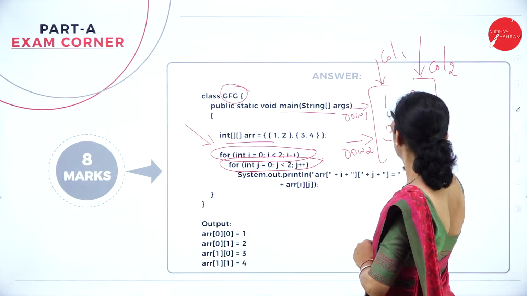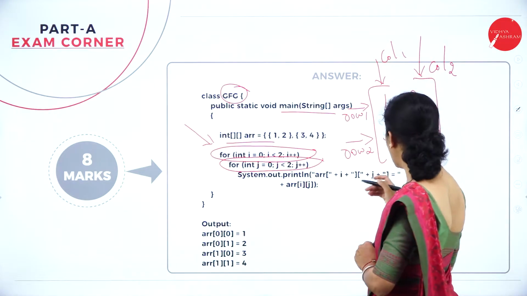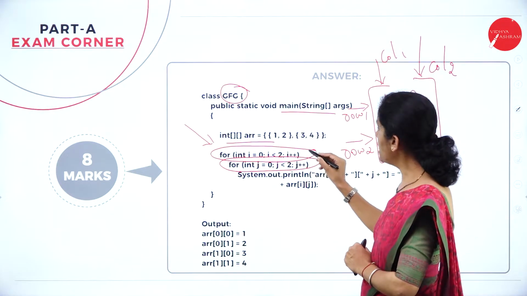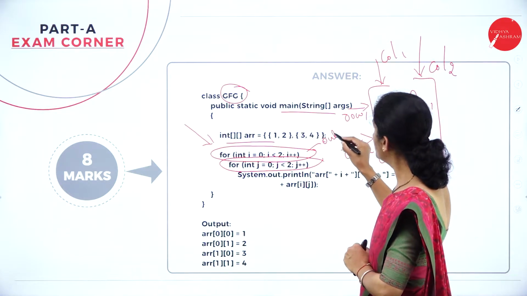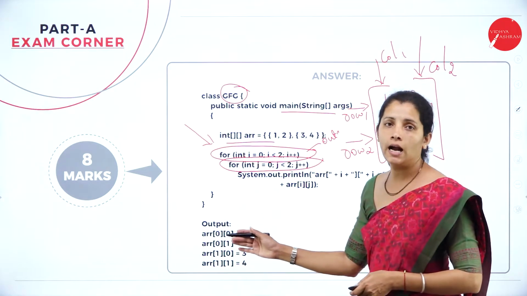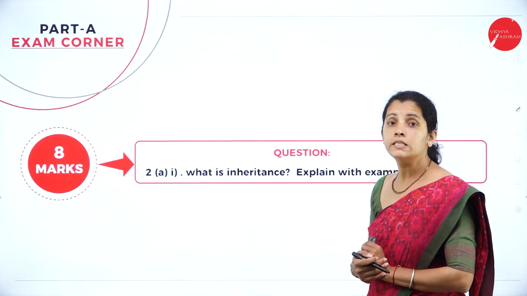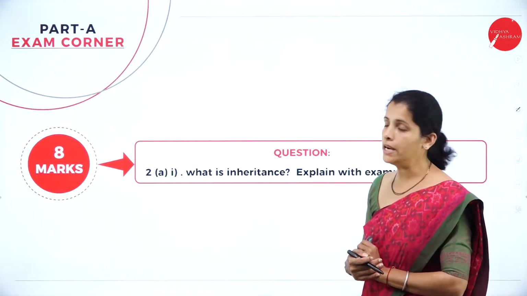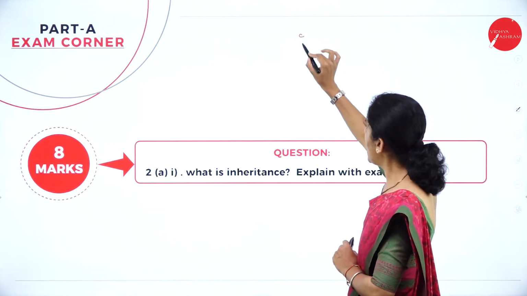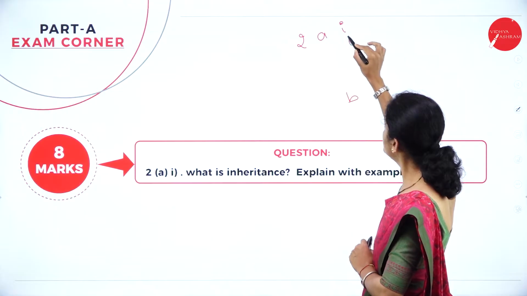So here 0, 0, then 0, 1. Now 1, 0, 1, 1. So this is my outer loop and this is my inner loop, and I'm trying to display the content. Now dear student, I'm going to take the second question from the second unit. In my second question, once again I have A and B.